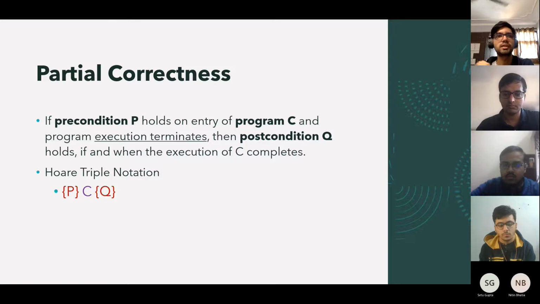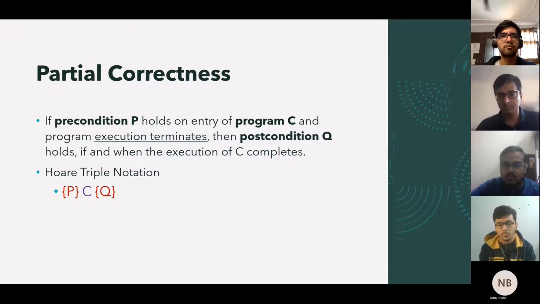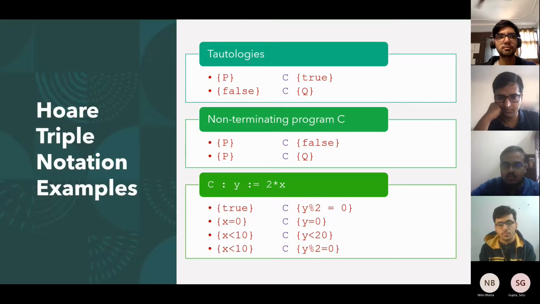And so we can represent this partial correctness condition in the form of Hoare triple notation, which states that if precondition P holds and when the program C executes, then Q holds. So let's look at some examples for Hoare notation. We may have some tautologies like if P holds and C completes execution, then true holds, which will hold true if C completes.